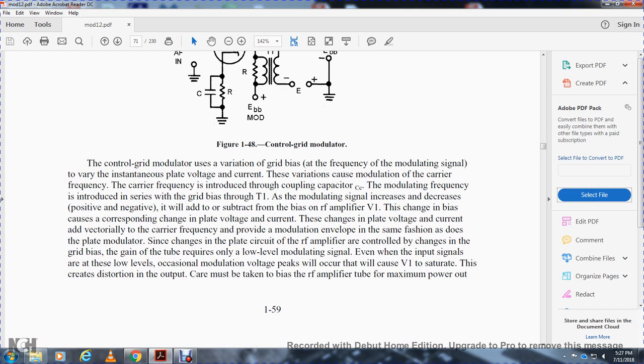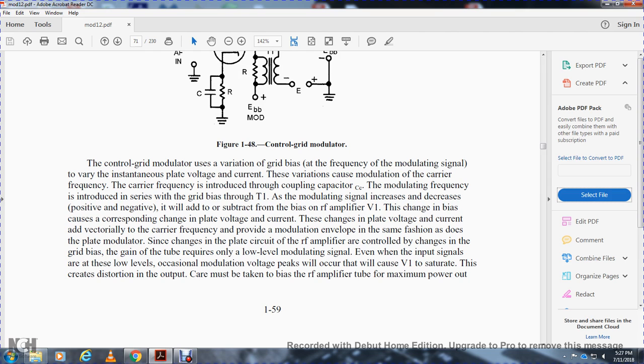The control grid modulator uses the varying grid bias from the audio frequency modulating signal to vary the instantaneous plate voltage and current. These variations cause the modulation of the carrier, with the frequency entering through the coupling capacitor. The modulating frequency enters the grid bias through transformer 1. As the modulating signal increases or decreases, positive or negative, it will add to or subtract from the bias of the radio frequency amplifier V1.